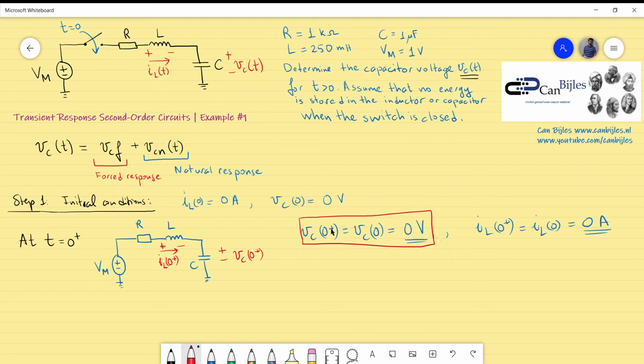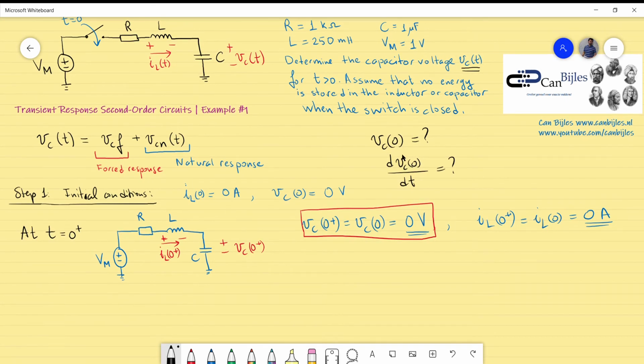So this is one of the initial values, and we need also another initial value. So I will make this clear here. What we require is the initial value for the capacitor voltage, but we also need the derivative of the capacitor voltage evaluated at time equals 0. So these two are required to calculate the response of the capacitor voltage.